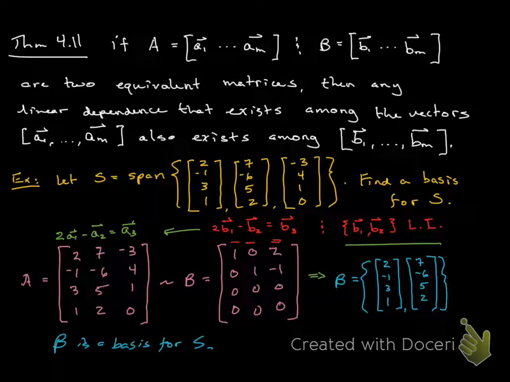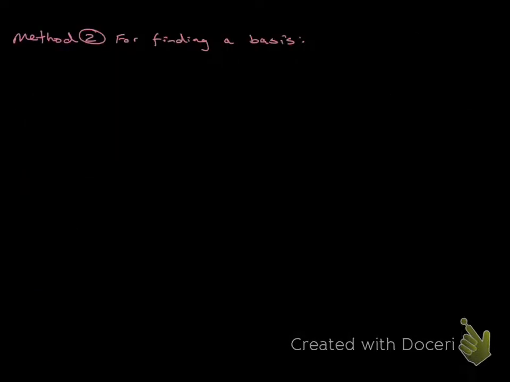I want to treat this like I did the first example, where I went through some bullets and walked through that process. I just jumped right into this one. Let's go back a little bit. This is the second method for finding a basis.